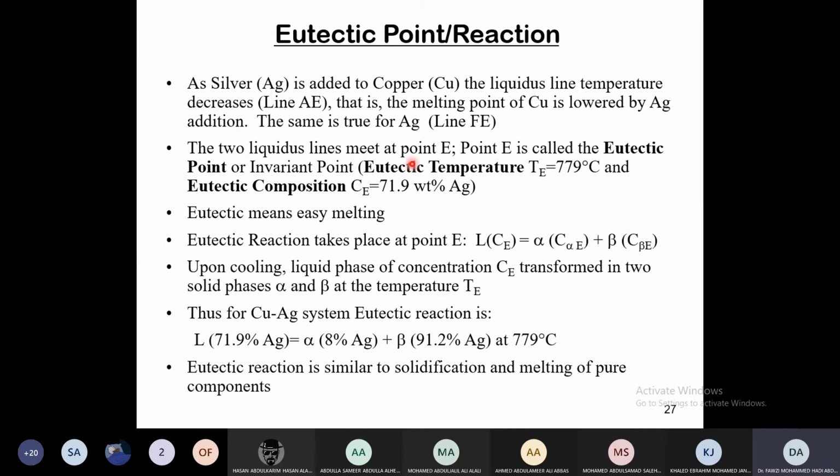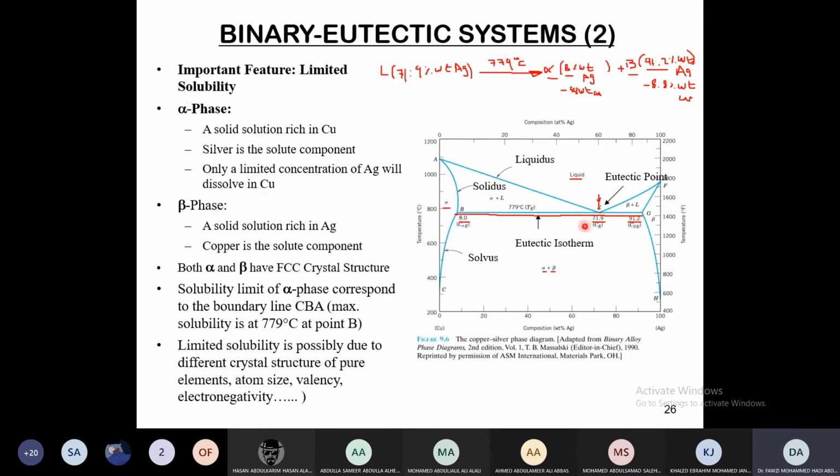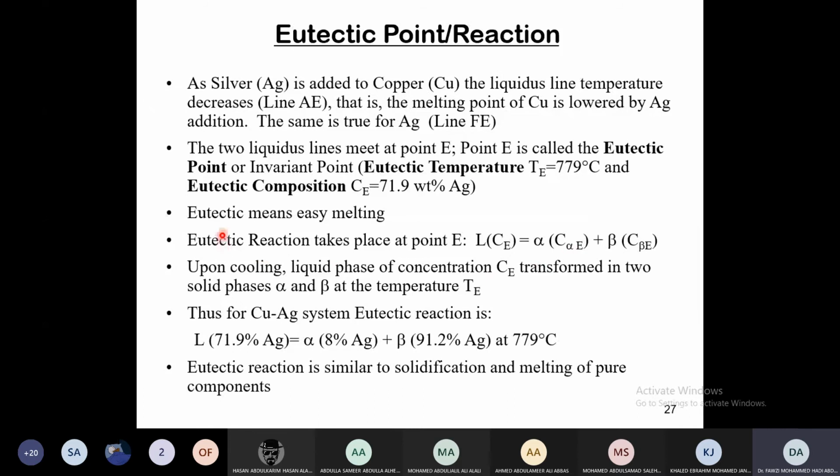The two liquids meet at the point E, which is the eutectic point, an invariant point which happens at 779 degrees centigrade and at a composition, as we have seen, that differs between systems. In this case, it happens at 71.9 percent by weight silver. Eutectic means easy melting, which we have already mentioned. The eutectic reaction takes place. This is the equation that I have already shown you. Upon cooling, this is going to happen.